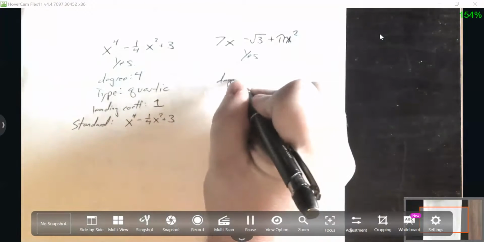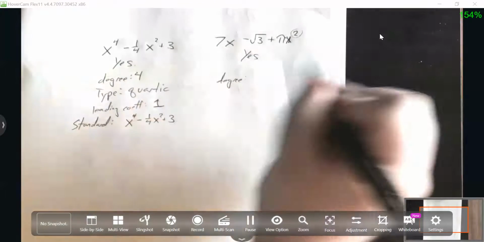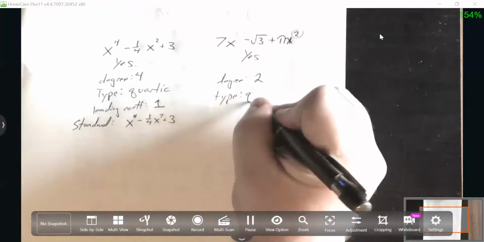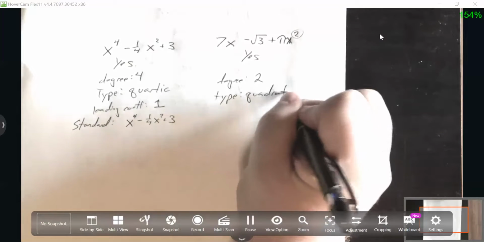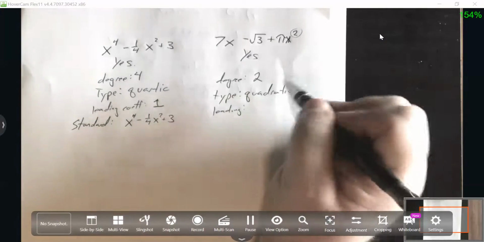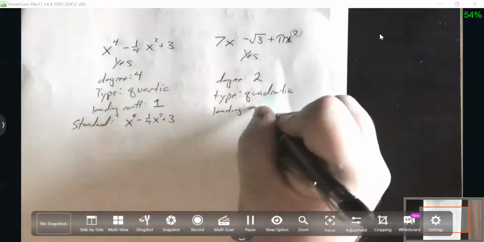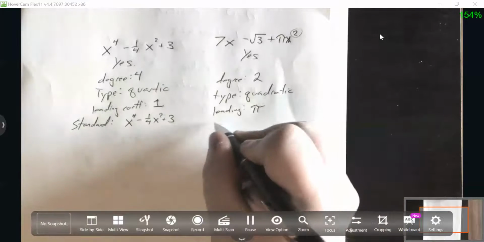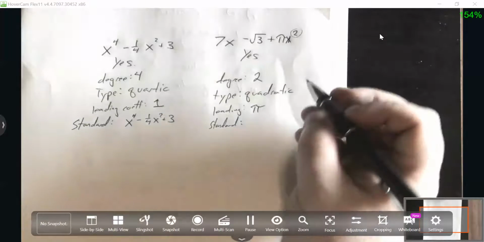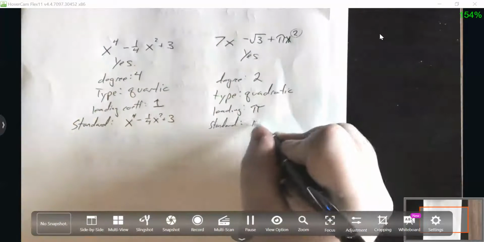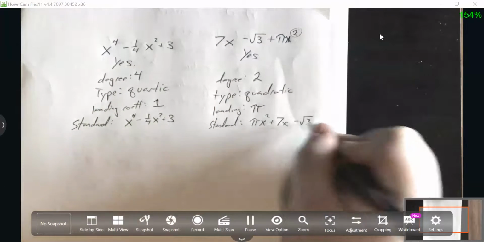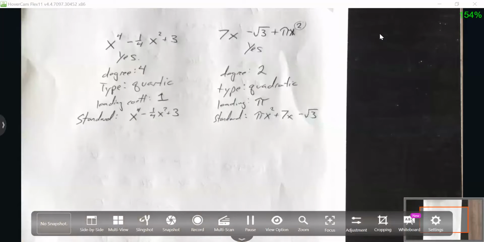Our degree is our highest power. That's this guy here. So our degree is 2. A degree 2 polynomial is a quadratic from our chart. Our leading coefficient is going to be the coefficient in front of that degree 2 term, which in this case is pi. And then writing it in standard form, again, we'd be putting it in order of the powers. So this would be pi x squared plus 7x minus root 3. And then we'd have it in standard form.